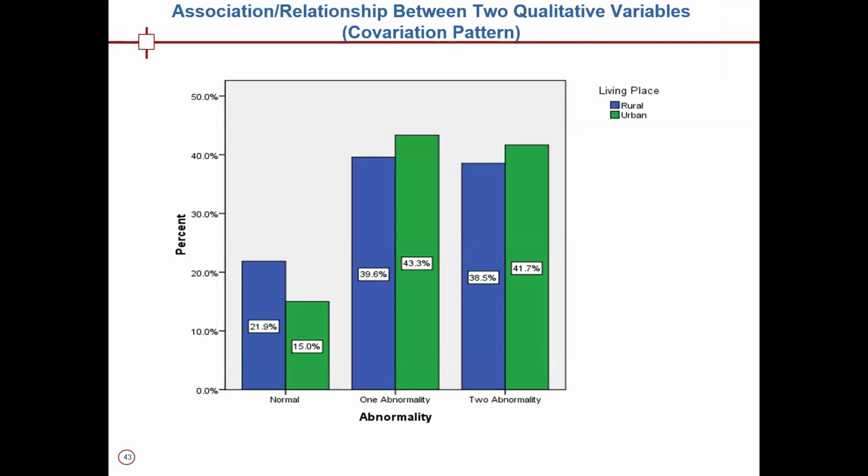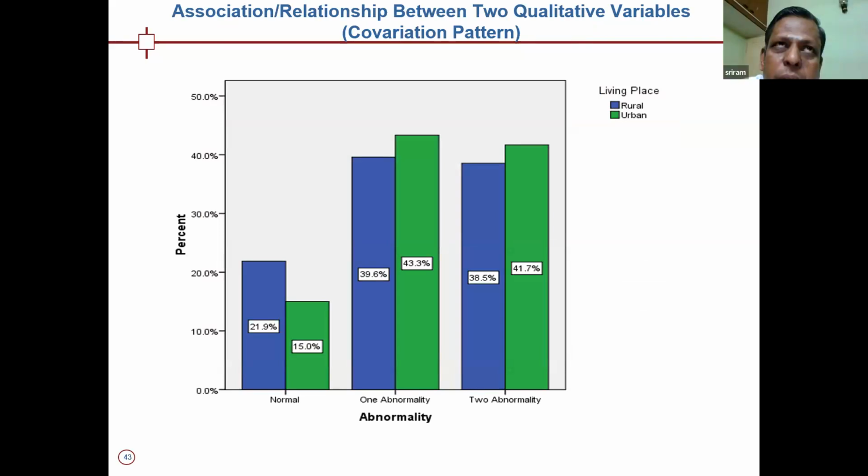Here, both are qualitative variables. You have to use a bar chart here. You cannot use a pie chart; if you use a pie chart, it is very clumsy. So if you want to show the relationship between two qualitative variables, you have to use a bar chart. This is called a clustered bar chart.